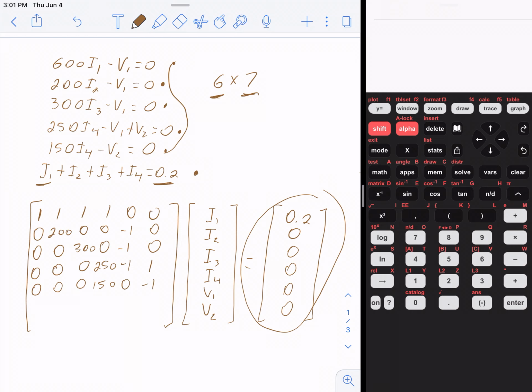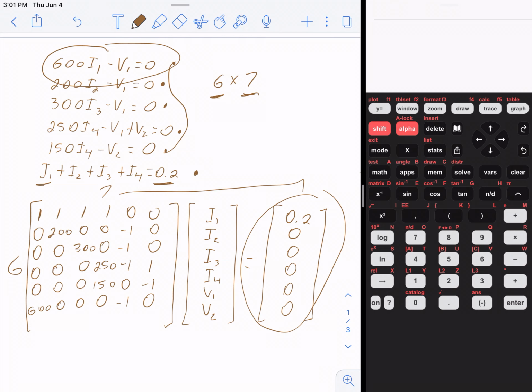And it looks like I have missed an equation, this top one. So I'll go ahead and put that in. So I1 is 600. And then I2 is 0, I3 is 0, I4 is 0, V1 is -1, and V2 is 0. Again, we have 6 rows and a total of 7 columns. And here we have 6, but if you add the right side, we have 7.